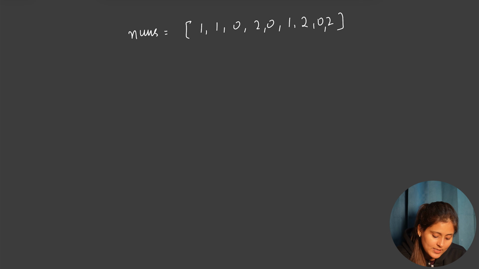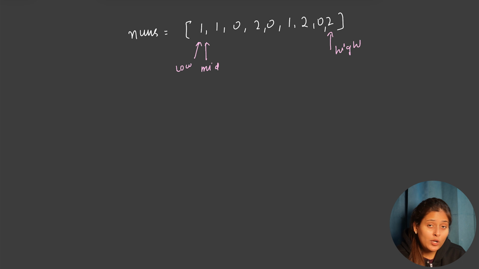Let's clear this out in a fresh page. So here's our nums array. We can see low and mid started from the same position and high started from n minus 1. In the while condition, we saw that mid and high will cross each other and then the while loop will stop.